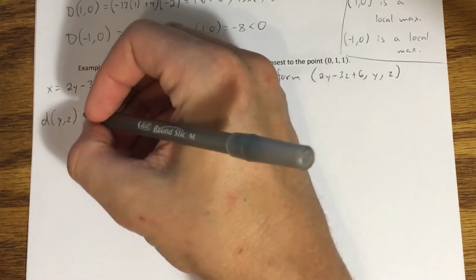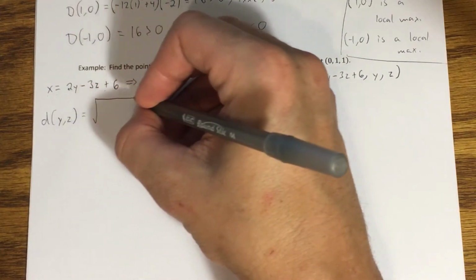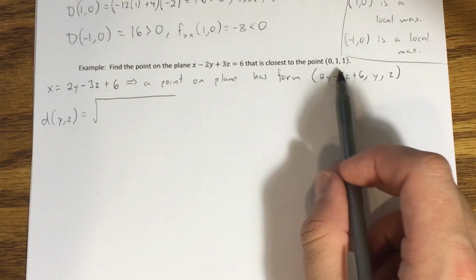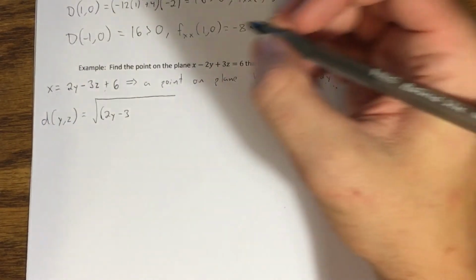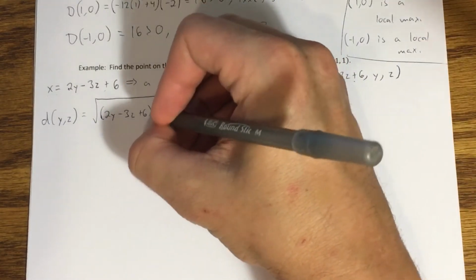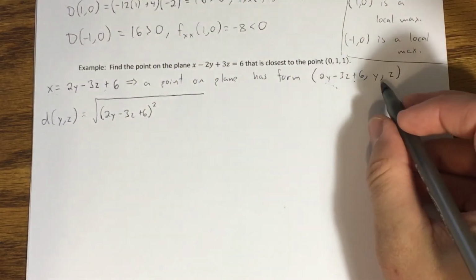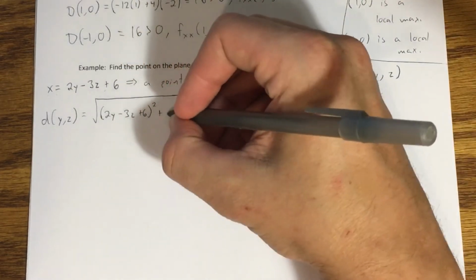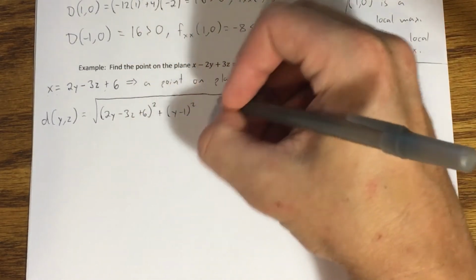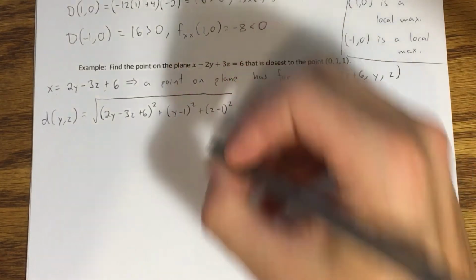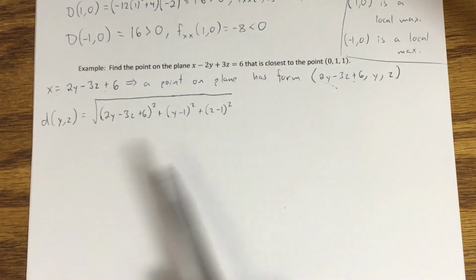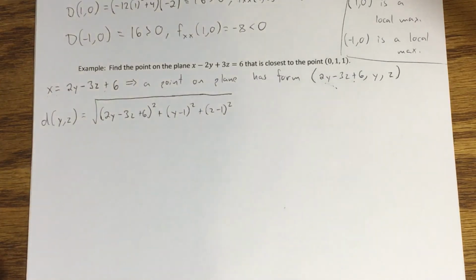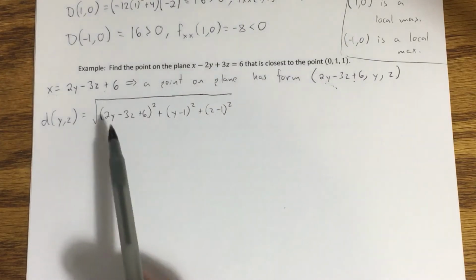Y, z. Okay? Distance formula is going to give me the square root of this minus 0 squared. So that's 2y minus 3z plus 6 squared, plus y minus 1 squared plus z minus 1 squared. Okay? Now this is the function that I want to optimize, and in particular, I want a minimum value for this function. However, this function is cumbersome to work with because of that square root.